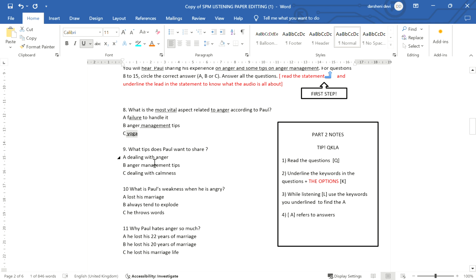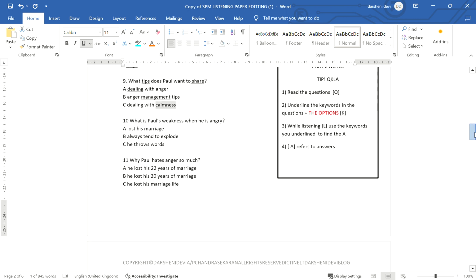Next, let's look. Tips. Question number 9 wants to know about tips, the tips that he wants to share. So what tips? Dealing. This dealing is one tip. And then again comes management. And here comes dealing, calmness. This is also another keyword. So when we listen to the audio, we find out what tips he is trying to share.